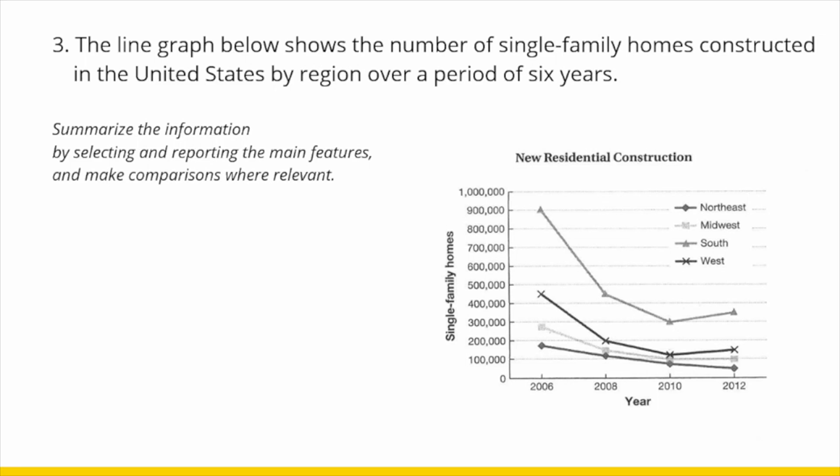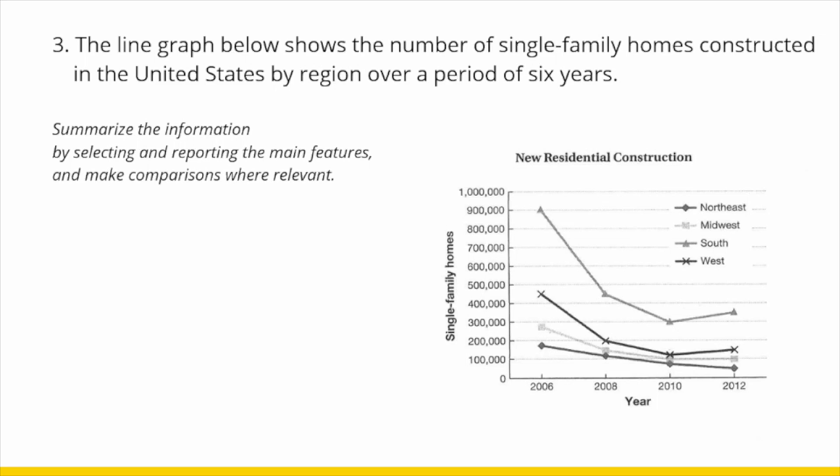The line graph below shows a number of single-family homes constructed in the United States by region over a period of 6 years. So now you have a little bit better idea, and you also know that all this happened in the United States. So let's take a look. We have our title. Always make sure you read it. New residential construction. We have different years from 2006 until 2012. And we have these numbers. So as you see, these numbers represent single-family homes.